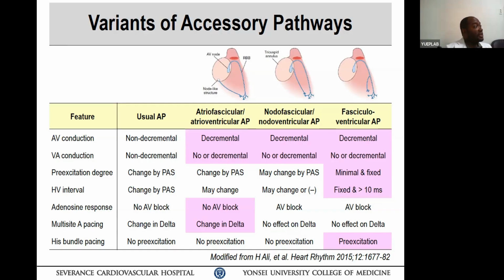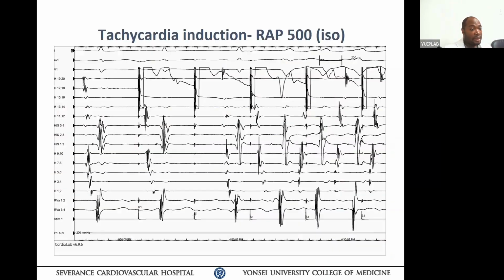So there still may be some degree of AV nodal capture during His pacing, and that could pre-excite a nodoventricular or nodofascicular pathway. So this is the induction of tachycardia. We had straight A pacing at 500. And then here we see that we have the normal concentric activation.